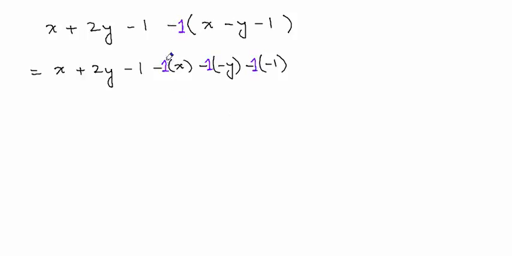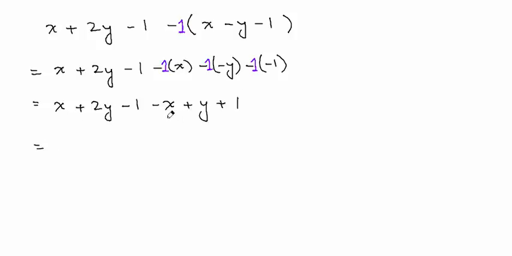And I bet with some more practice you won't need to write this 1 over here anymore. So feel free to do that if you're just starting off. And that's going to be equal to x plus 2y. The first part stays the same, minus 1. Now minus 1 times x is minus x. Minus 1 times negative y is positive y. Two negatives make a positive. And finally this one, negative 1 or a minus 1 times negative 1 is a positive 1.